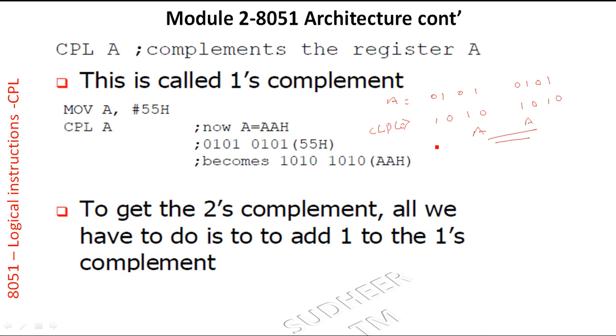If the question is to find the 2's complement, how can we find it? Perform the complement and then add 01 to the accumulator. So if A is 55 and the question is to find the 2's complement, the instruction is CPL A, and the next instruction must be ADD A, #01H. That makes the accumulator equal to the 2's complement of the accumulator register. That is one application of CPL.